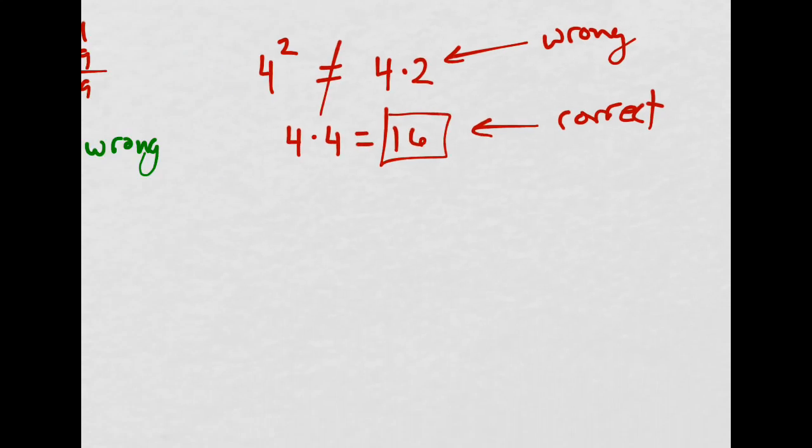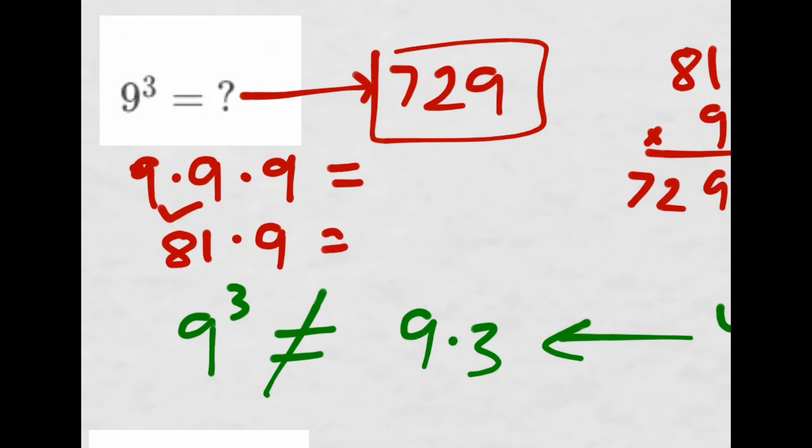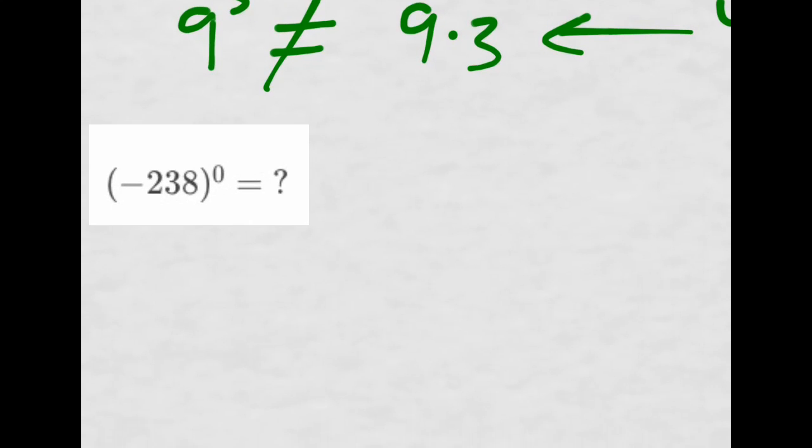So that's all we're doing here. You're just multiplying 9 by itself 3 times. 1, 2, 3. That's what you're doing. You're using it 3 times. Okay, that's what that means.